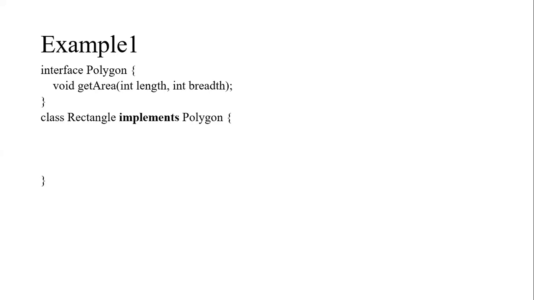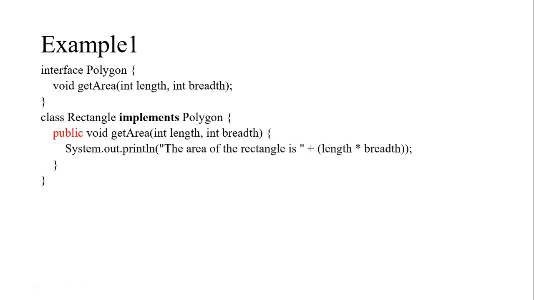We have to clearly specify that public void getArea, because if you are not writing public, I already showed you an error saying that this particular method has not been overridden, right? So if you are defining that particular method, it should be a public void getArea. Whatever the arguments are, you are just calculating the length and the breadth of that.